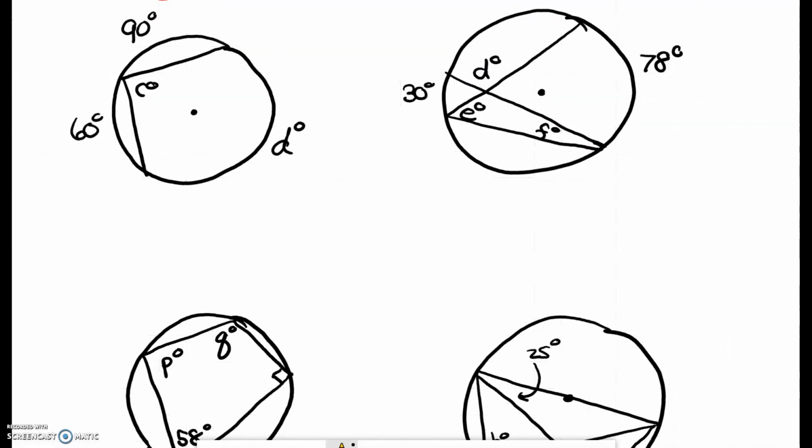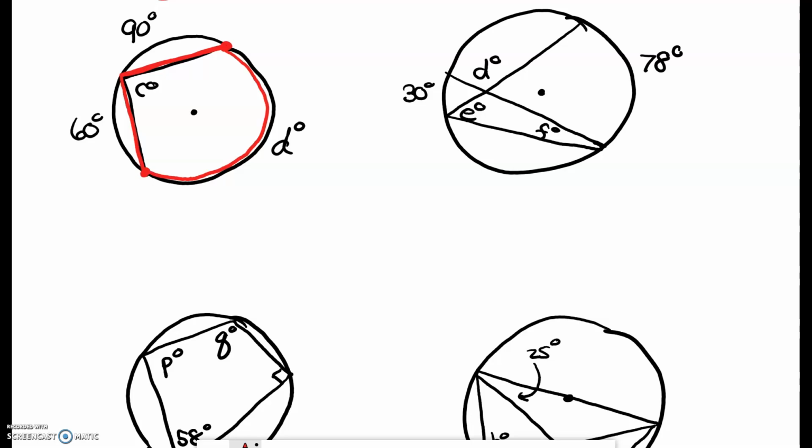Okay, so let's take a look at this example here. So angle C is this angle. And I know that the measure of angle C is half of its intercepted arc, which is this. But I don't know the measure of the intercepted arc. How could I find it?